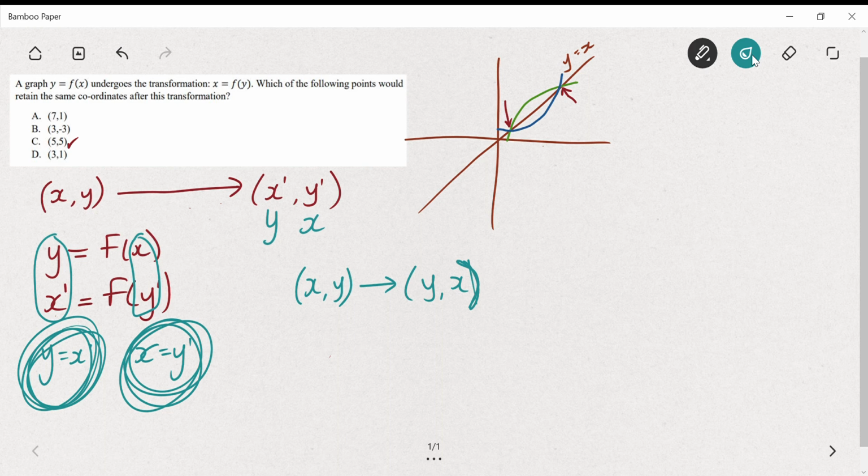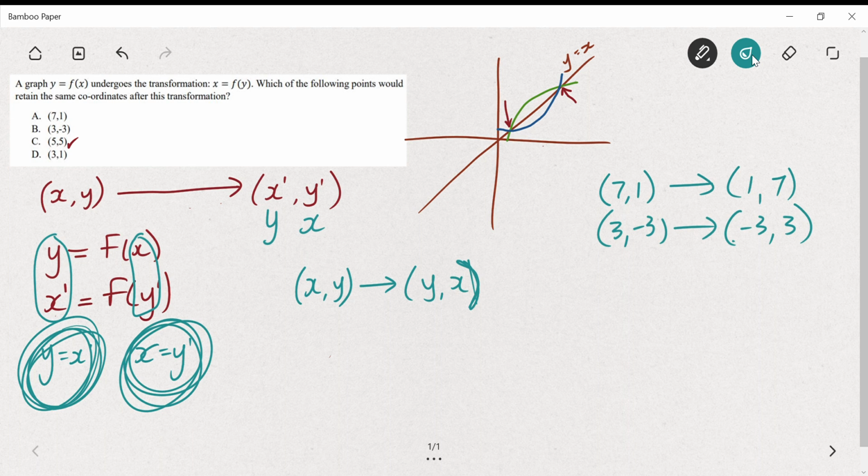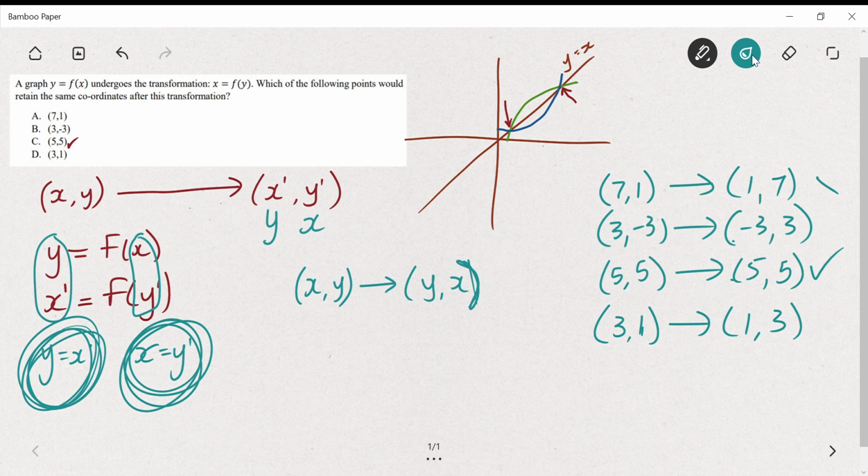Now, we can take each of the points they give us, like the point 7, 1, it becomes the point 1, 7. Well, it hasn't remained unchanged. The ordered pairs, the order matters. The point 3, minus 3 becomes the point minus 3, 3. Well, that's not unchanged. The point 5, 5 becomes the point 5, 5. That is unchanged, so part C is clearly the right answer. And the point 3, 1 becomes the point 1, 3. Well, that's not the right answer. None of these are unchanged under the transformation given. So part C.